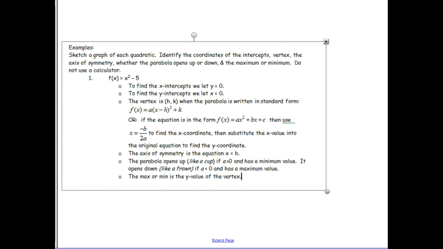These are all the steps that you'll need to follow in order to find the intercepts and the vertex, the axis of symmetry, and the maximum or minimum.